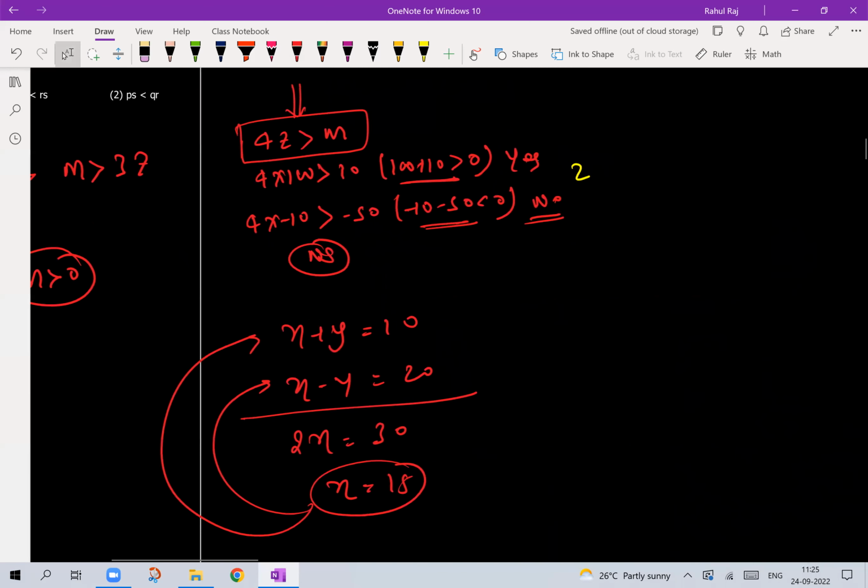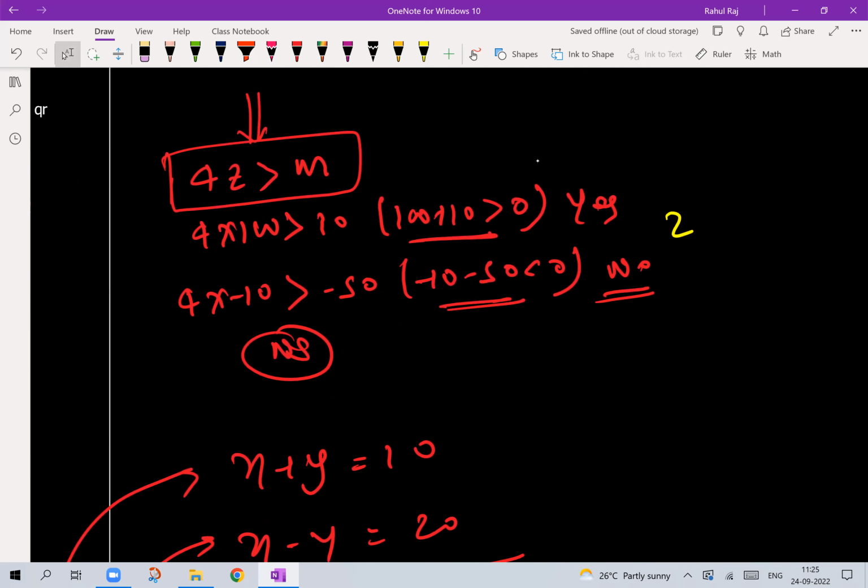Yes, simple. 4 into 100 is greater than 10. 400 is greater than 10. And I know my z is 100, m is 10. So 100 plus 10 is greater than 0. It's a yes situation.